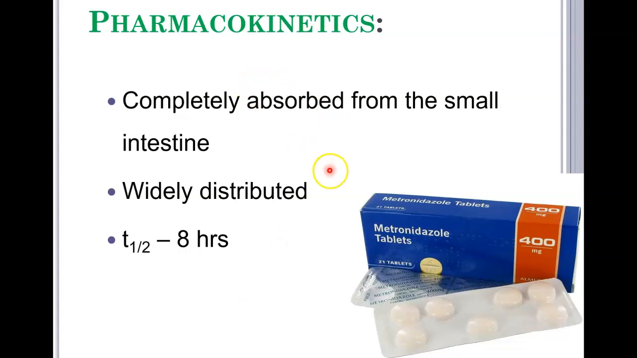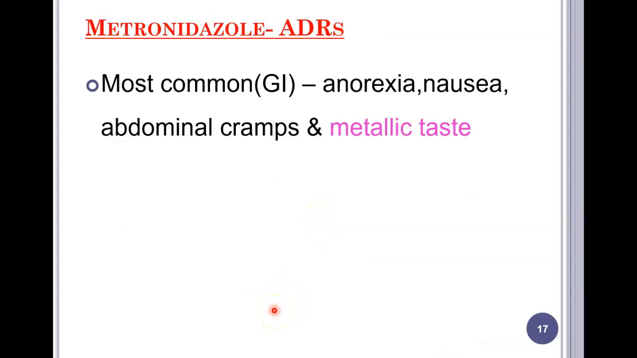Now coming to the pharmacokinetics, metronidazole is completely absorbed from the small intestine. So very little drug reaches the large intestine. That's why it's not effective against the intestinal forms. Metronidazole has wide distribution in our body. The half-life is 8 hours.